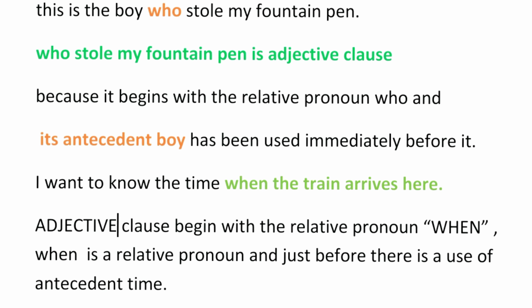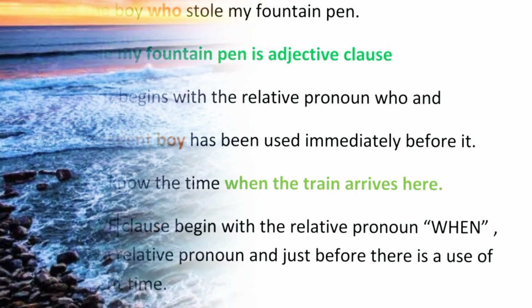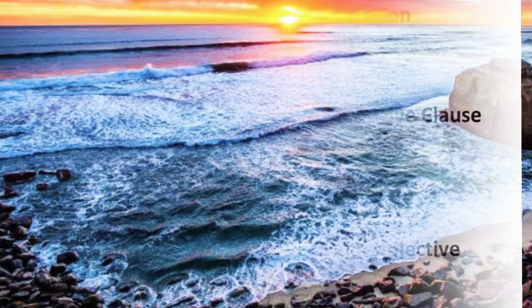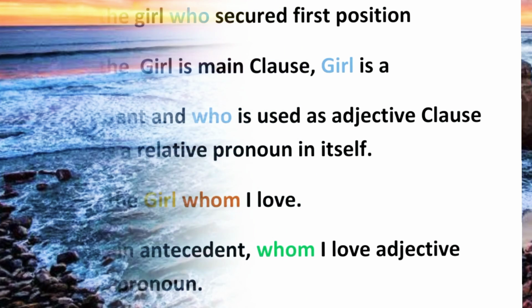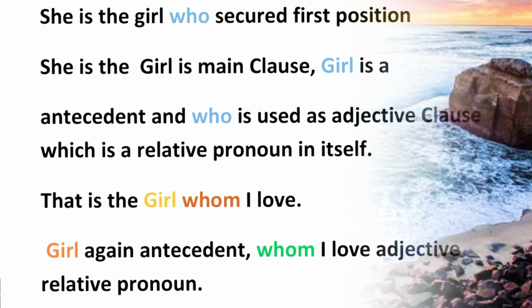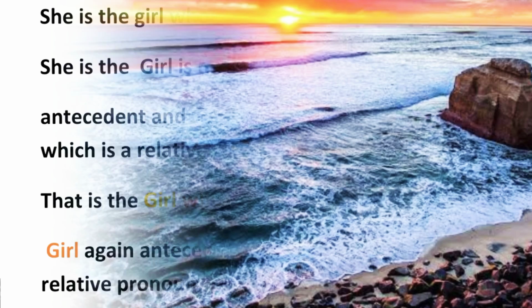The same in the next example. I want to know the time when the train arrives here. When the train arrives here is an adjective clause which begins with a relative adverb, and just before when there is the use of time, which is called the antecedent. She is the girl who secured first position. Who secured first position is an adjective clause, and who is its antecedent? Girl. Dear student, there are some more examples. See for yourself.